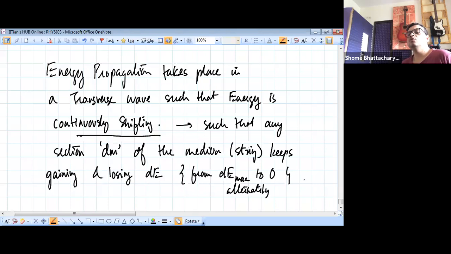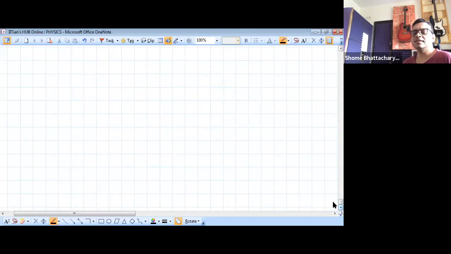That's why we have talked about the average energy. So I'll explain why that happens. Unlike in SHM, where the system's energy remains constant, here if you look at a particle on the string as it oscillates up and down, interestingly its energy is not remaining constant. Alternately its energy becomes maximum and then it loses that energy, then again becomes maximum, then again loses that energy. So let's understand why that happens.